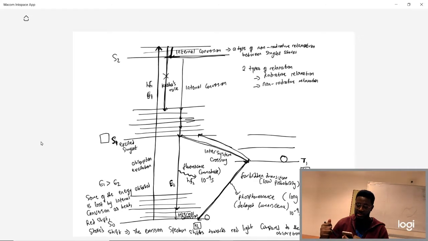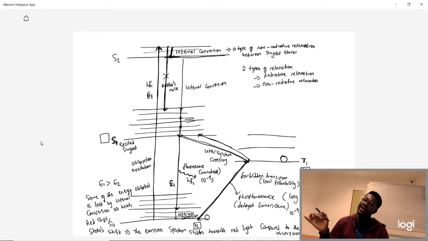Why is phosphorescence delayed? Because of a forbidden transition. Why is it a forbidden transition? Because the spin changes. Exactly. The next thing we're going to talk about is the lifetime of the processes.